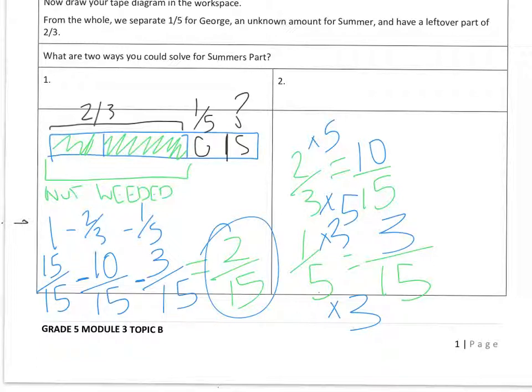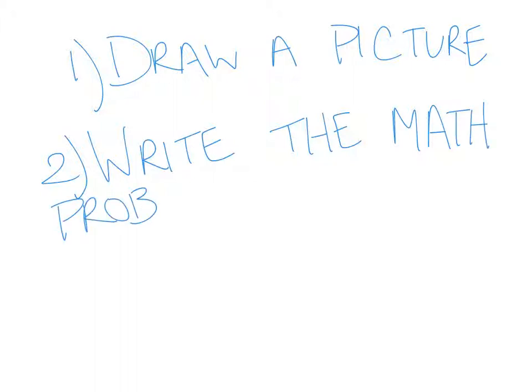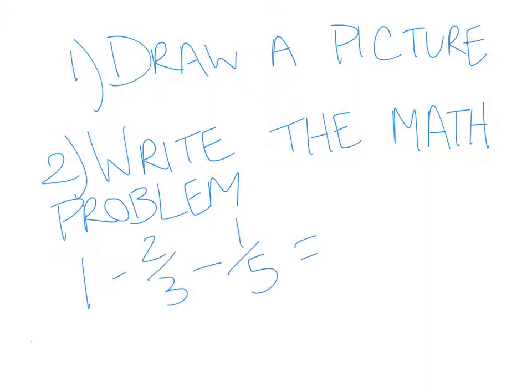I want to remind you guys, though, real quick before you start. When you're solving a word problem, you always, always, always draw a picture. It can be a model, but you need to draw something so you can visualize it and write the math problem. You need to know what problem you're solving. So the problem that we just solved was written as 1 minus 2/3 minus 1/5 equals. That's the problem we solved.